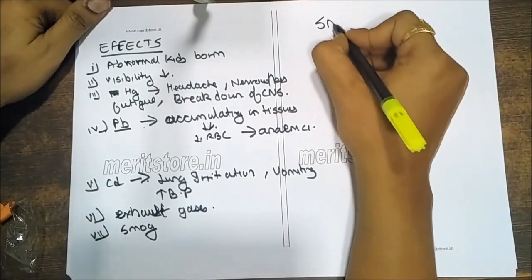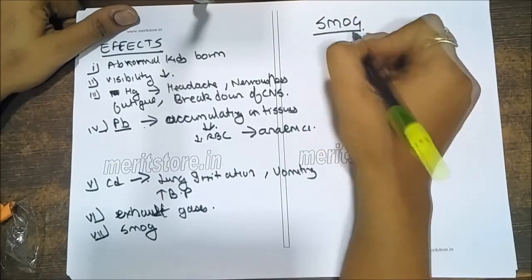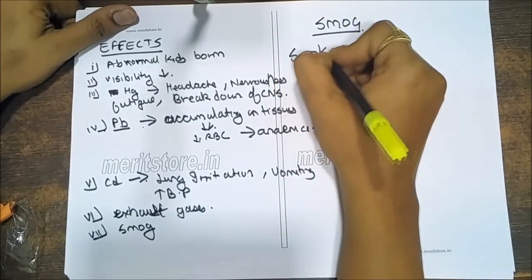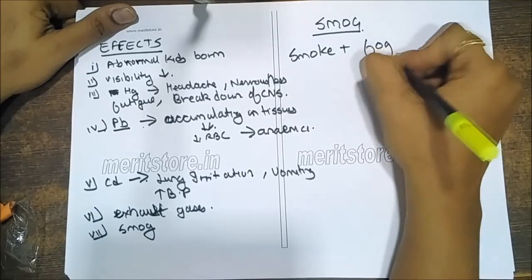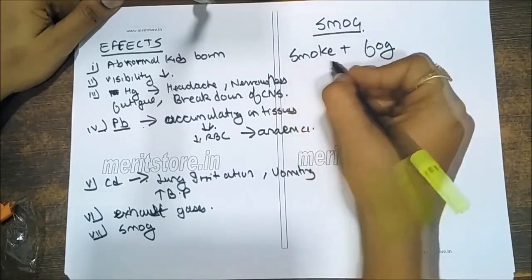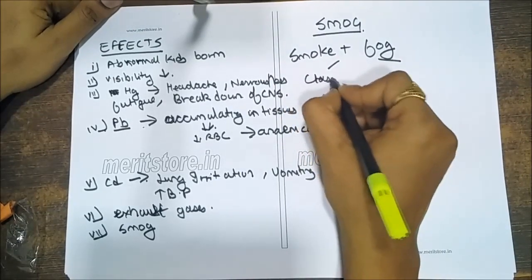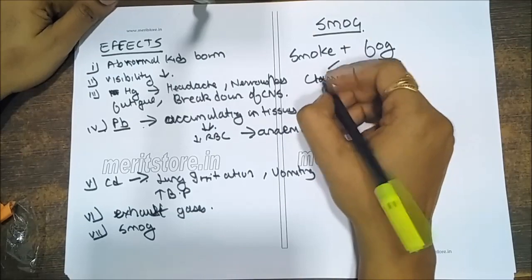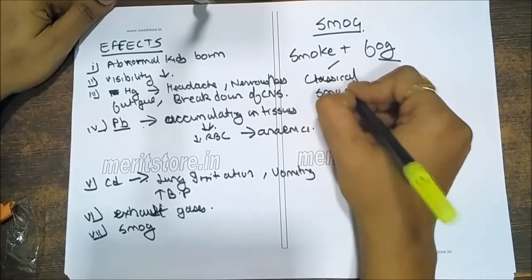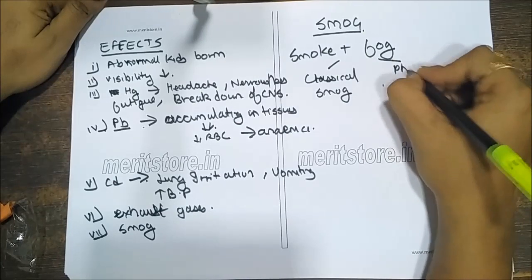Now, what is this smog? Smog is basically a mixture of smoke and fog. Now, it is classified into two types. A is classical smog and the other one is photochemical smog.